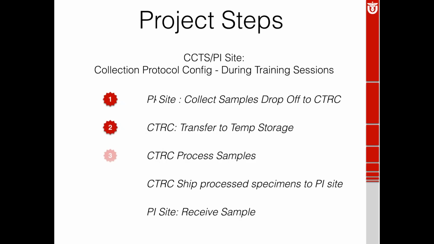So the main data collection or data entry steps for this type of workflow go like this in an overall high-level view. The PI site works on collection of the samples and the dropping off to the CTRC. The CTRC transfers them to temporary storage. Then they process the samples. They ship the processed samples back, and then the PI site receives them and updates everything after that. That's where the data entry is broken up. So we have to set up roles within OpenSpecimen to make sure we capture that same kind of workflow so that the right people can see the right data and it's segregated appropriately.